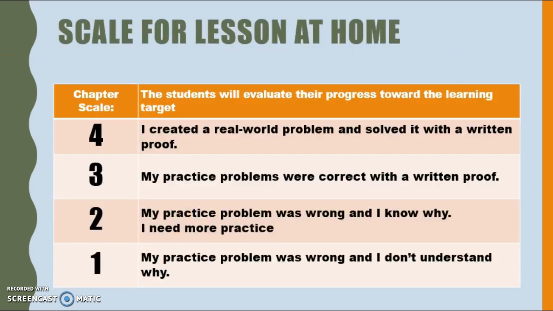Let's take a look at the scale to see where we are. If your practice problems were correct and you can provide written proof, you are a 3. If your practice problem was wrong and you know why and need more practice, you are a 2. And if you are a 1, your practice problem was wrong and you don't understand why.